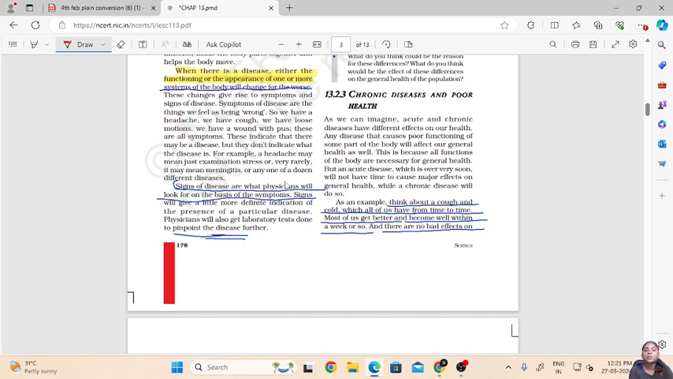Here we can see acute and chronic diseases have different effects on our health. Any disease that causes poor functioning of some part of the body will affect our general health. Okay, so if we are affected by any disease, it will have some effect on our general health. But the effects that acute and chronic diseases can cause will be different. As I have said, the acute diseases will have minor effects, whereas the chronic diseases will have drastic effects on our health.